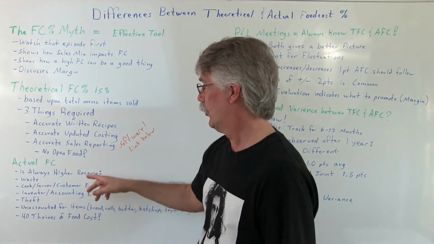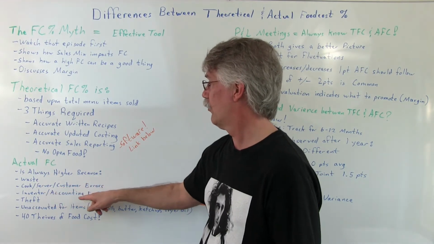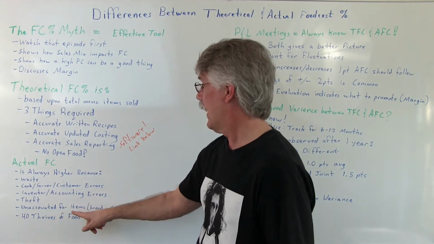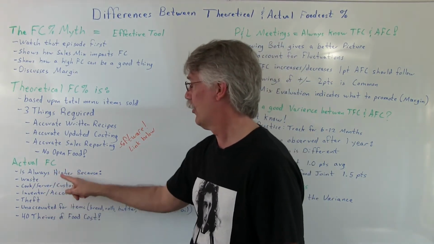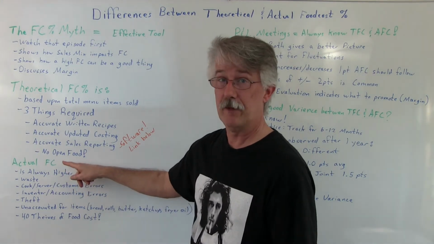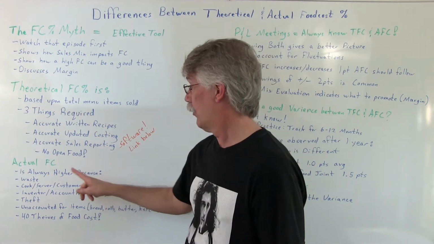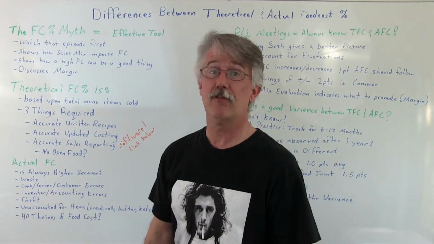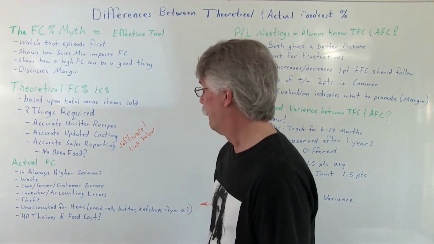It does not include things like waste, cook and server and customer errors, inventory or accounting errors, theft, unaccounted for items. All of these things are part of actual food cost. And these are the things that show up then as your actual food cost in your P&L statement. And they're part of the 40 Thieves of Food Cost, which is a massive conversation that we'll get into at a future date.